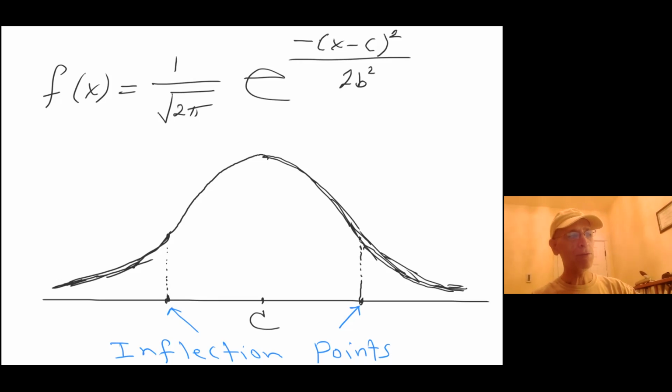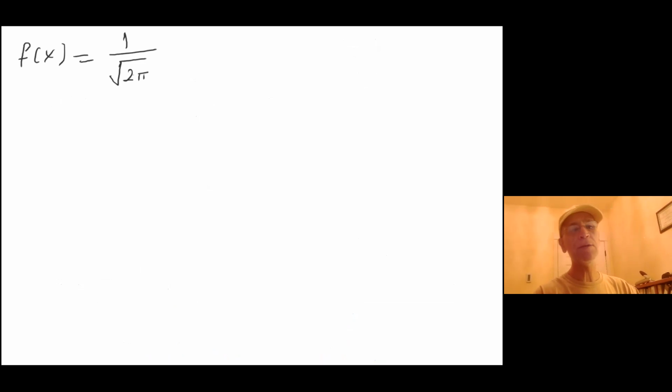Anyway, to find inflection points, we have to take the second derivative, set it equal to 0, and solve. So let's just go ahead and do that. Going to the next page, we started with f of x equals 1 over the square root of 2 pi. Notice this is a constant, I don't have anything to do with it. So for the first derivative, all I have to do is take the derivative of e to the power of minus (x minus c) squared all over 2b squared.